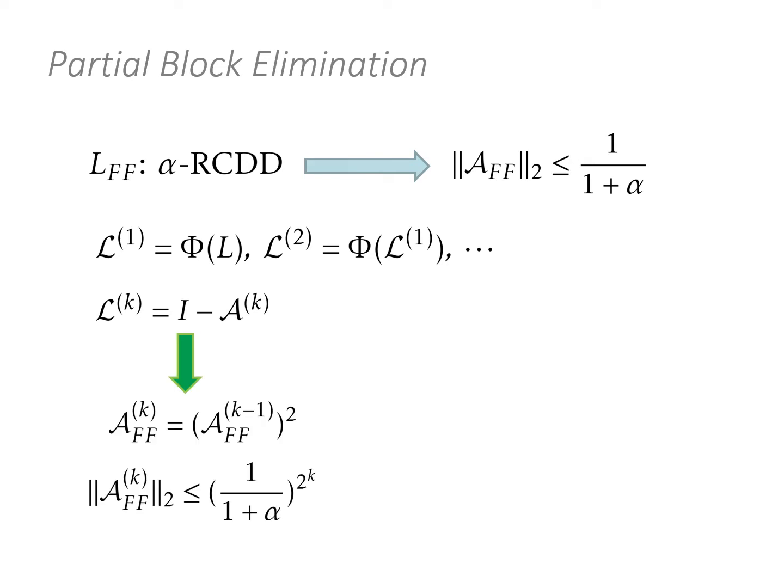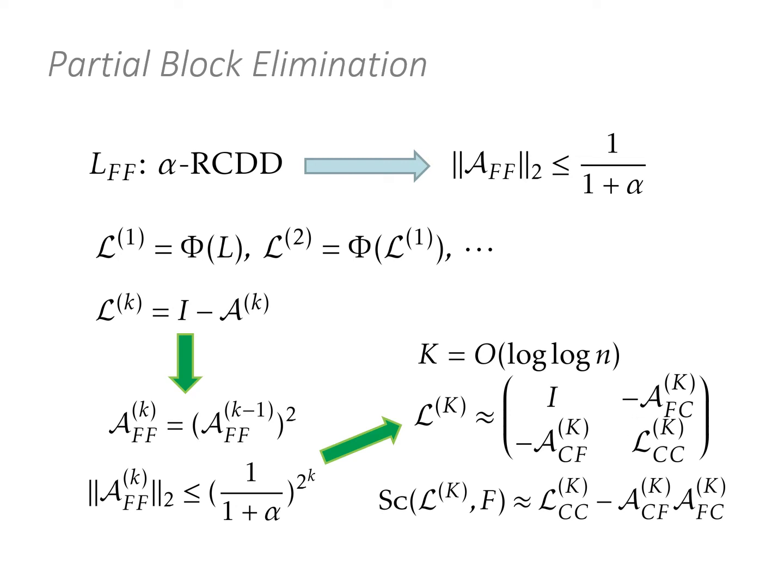Then, if we apply partial block elimination recursively, the upper left block of the normalized adjacency matrix is getting squared and squared. So it will converge to 0 very quickly. Now, by setting k to be of order log n, the upper left block of the normalized L_k will be very close to the identity. Then its Schur complement can be computed easily by adding the sum of some vector products, or equivalently some walks.